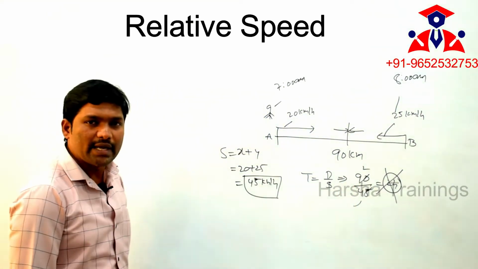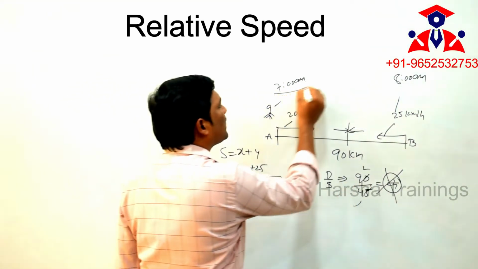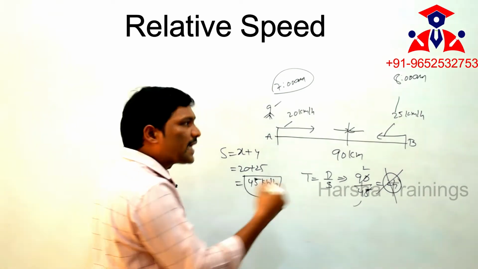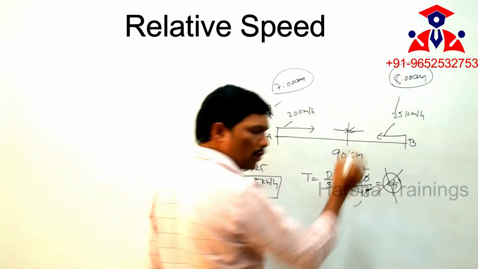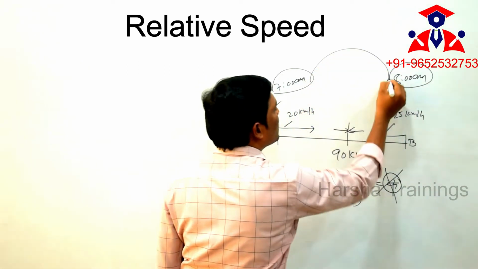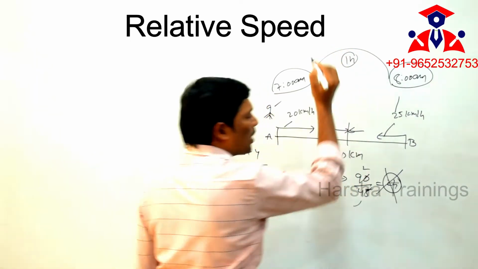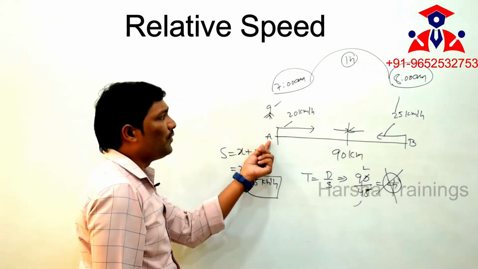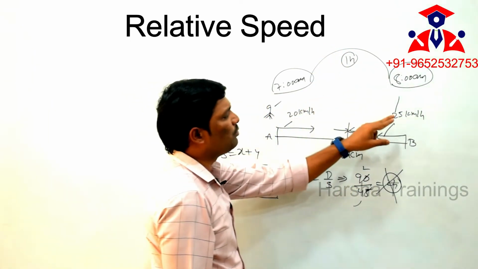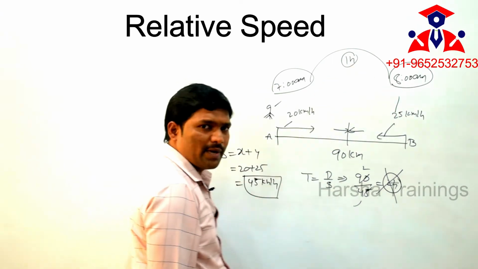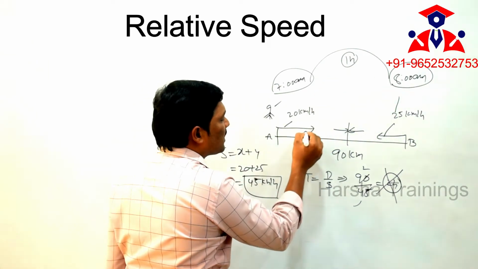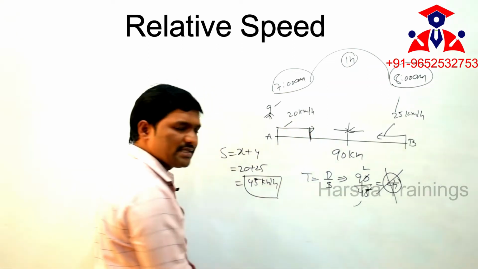It's a wrong answer, because first person moving at what time? 7 o'clock. Second person moving at what time? 8 o'clock, right? So difference is how much? 1 hour. First person moving at 7 o'clock, second person moving at 8 o'clock. So difference is 1 hour. And first person covered in 1 hour how much distance?